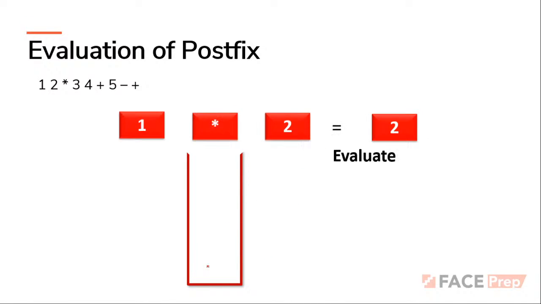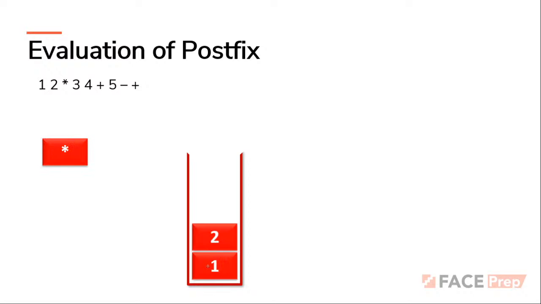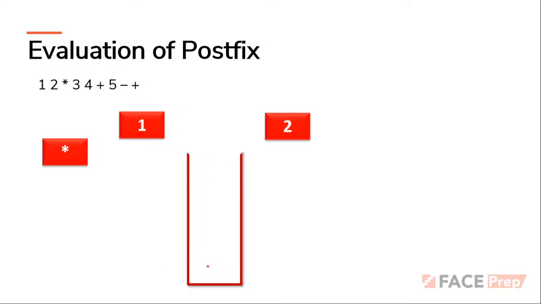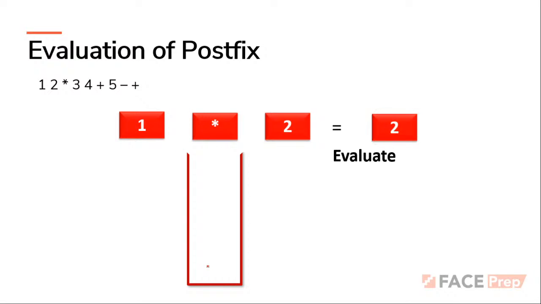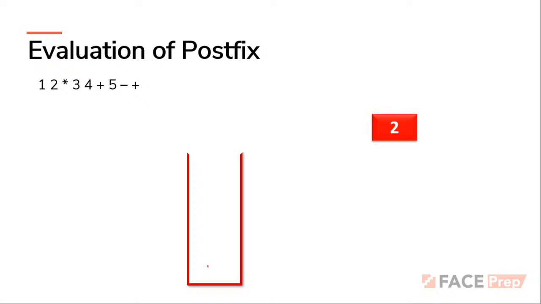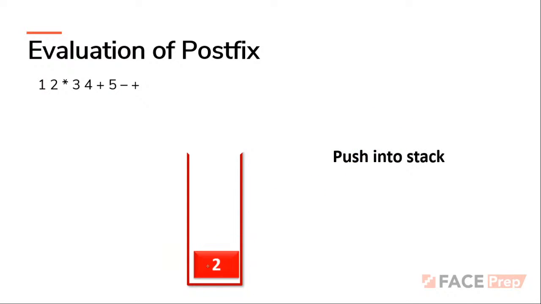I will repeat. Whenever you are getting an operator, pop the topmost 2 operands from the stack, and when you are popping, the topmost element should be considered as my second operand and the next one as my first operand. After that, evaluate the expression. After evaluating the expression, I have to insert that element inside the stack. Clear? Yes. Next, go for the next. That's all. After this, we have to move to the next element, which is 3.